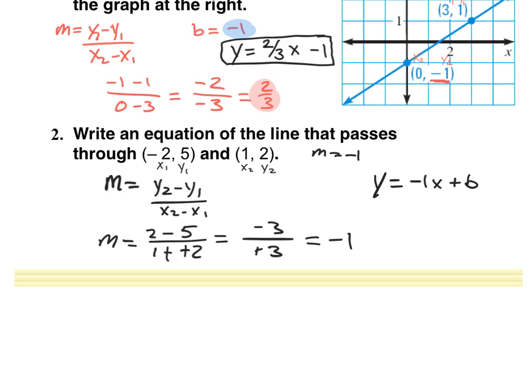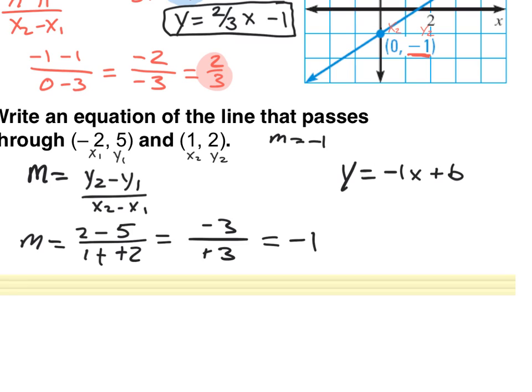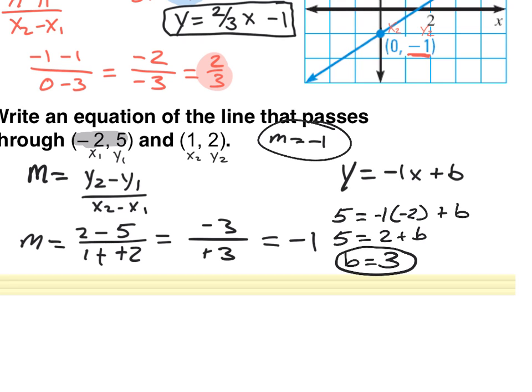What did you pick? I plugged in the negative 2 and 5. Perfect. So she's working with these numbers right here, and I'm going to do the same ones just because that's what she did. You could use 1 and 2. If you prefer those, you would get the same thing. So she did 5 is equal to negative 1 times negative 2 plus b. 5 is equal to 2 plus b, or b is equal to 3. Okay, so we've got our b, we've got our negative 1. Bring it all together. So you write y equals negative 1x plus 3.